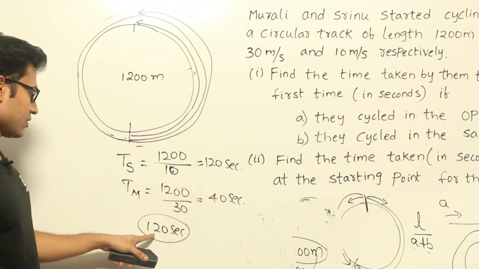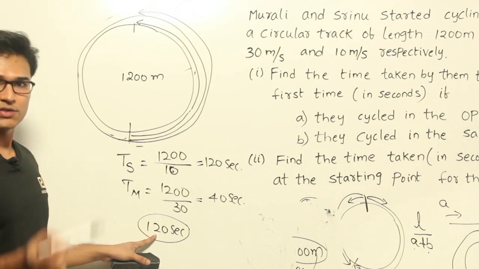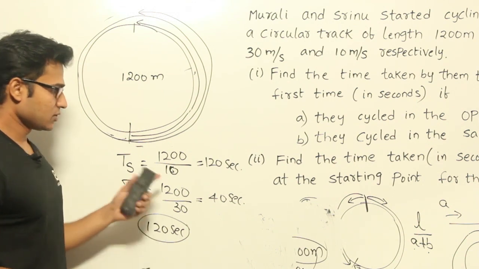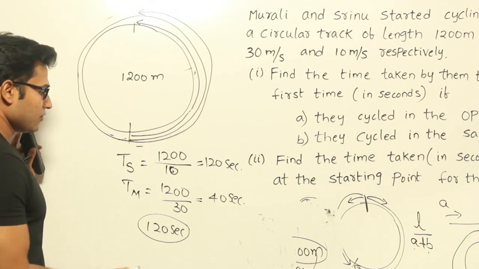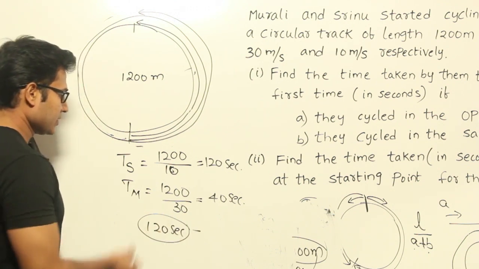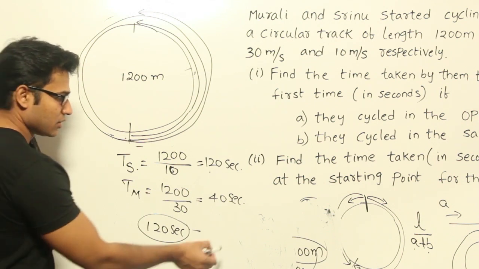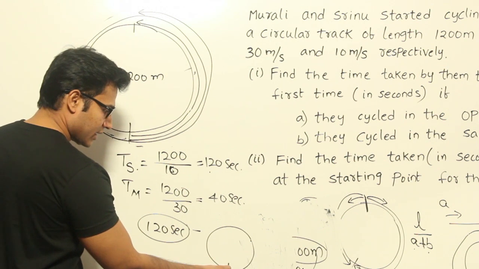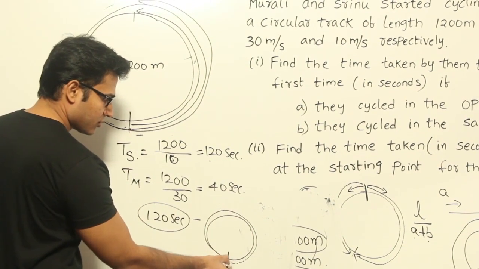Now I am saying that after 120 seconds, both of them are going to meet at the starting point for the first time. What is the meaning of it, if you understand it? Let us say this is the starting point. In 120 seconds Srinu would have taken exactly one round and he would have returned to the starting point.